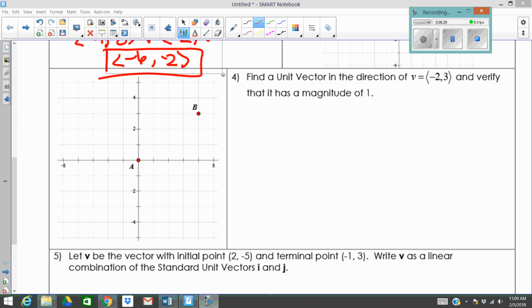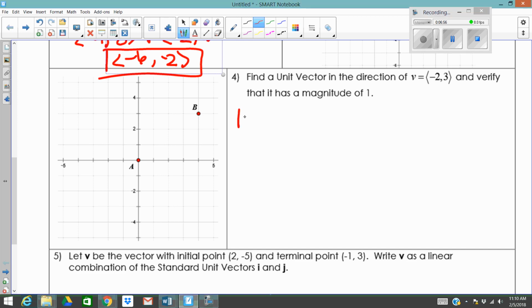All right, example 4. Find a unit vector in the direction of v and verify that it has a magnitude of 1. So a unit vector is a vector that has the same exact direction, but it has a magnitude of 1. So if you take a vector, any vector, and divide it by its magnitude, it's going to end up having a magnitude of 1. So the first thing I need to do is find the magnitude of vector v.